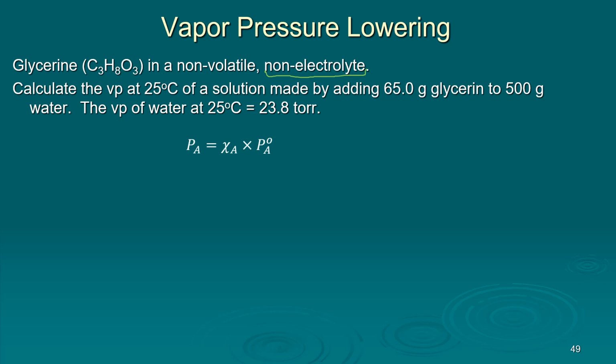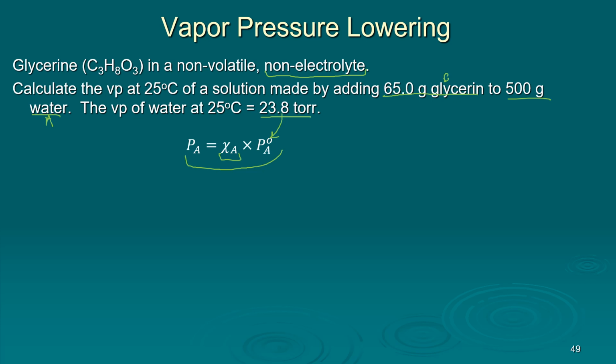So let's calculate the vapor pressure of a solution made by adding 65 grams of glycerin to 500 grams of water. And they're telling us that the vapor pressure of pure water is 23.8 torr. So remember that the vapor pressure of the solution will equal the vapor pressure of the pure water times the mole fraction. They didn't give us the mole fraction directly, so what we have to do is find the mole fraction. And this is the mole fraction of water, because water is the solvent. So water is A and glycerin is B. So we need the mole fraction of the water.